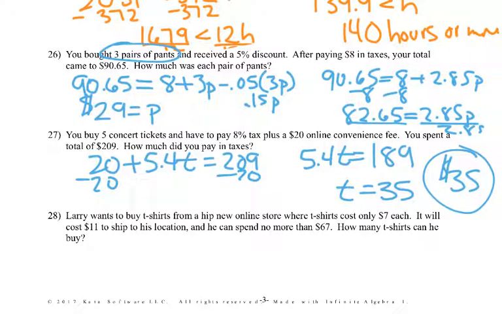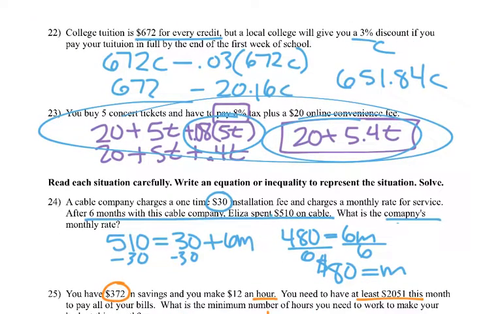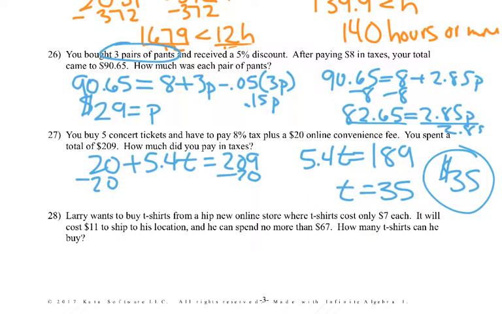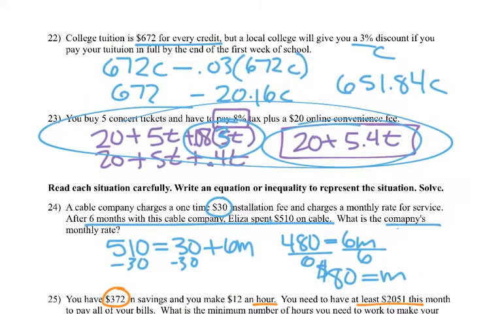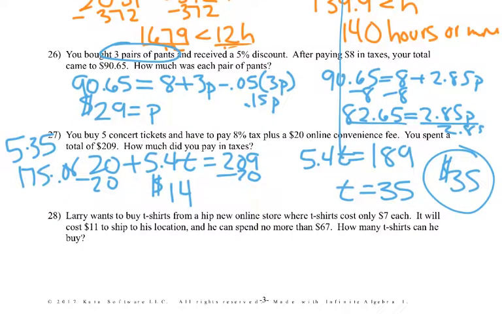Actually, that would be how much each ticket cost, wouldn't it? Because t was tickets. So if that's the cost of a ticket, then we'd pay the tax on that. So there's more to this. I'd go 5 times 35, it'd be 175. And then I multiply by 0.08. That gives me 14. So it was actually $14 in taxes. Almost did not notice that.